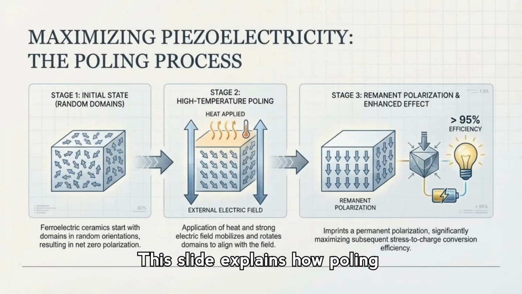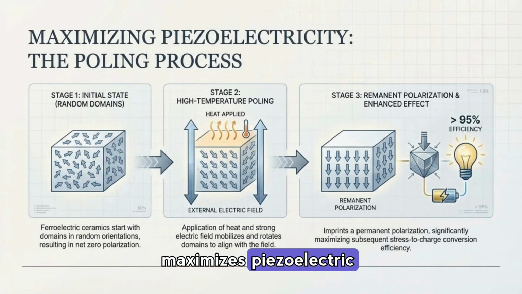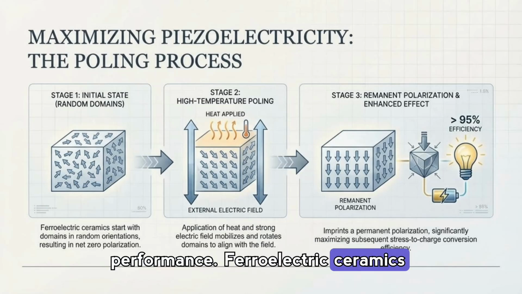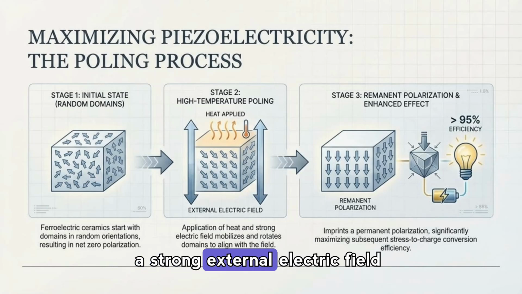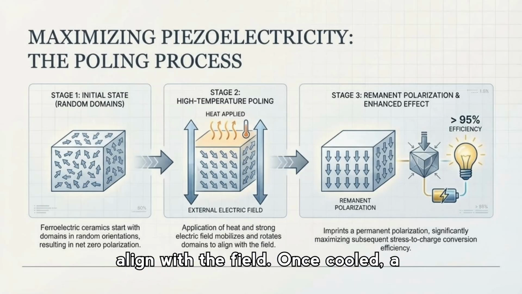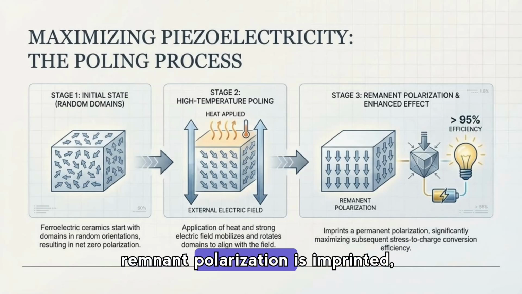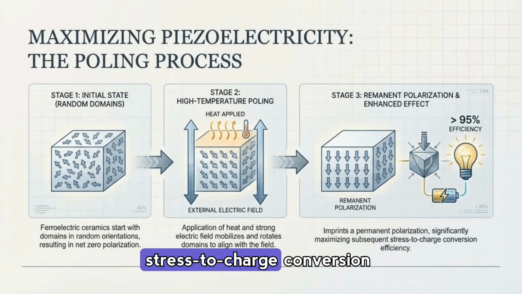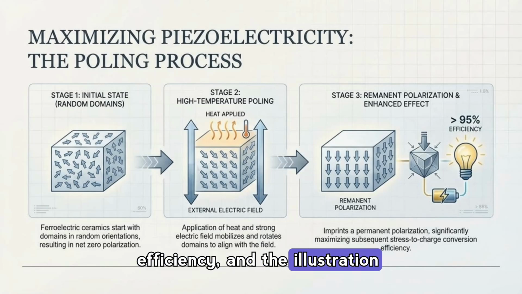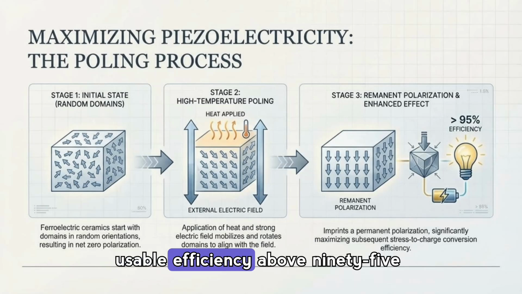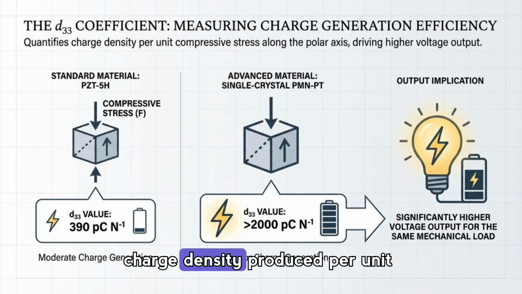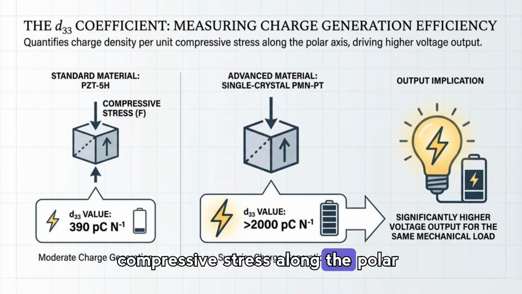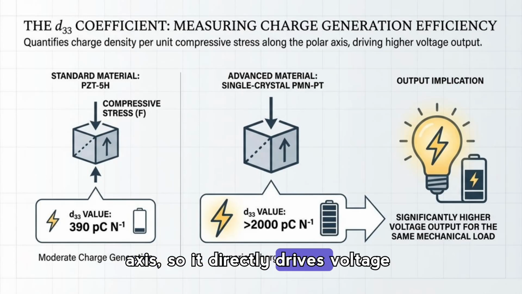This slide explains how poling maximizes piezoelectric performance. Ferroelectric ceramics start with random domain orientations, then applying heat and a strong external electric field mobilizes and rotates domains to align with the field. Once cooled, a remnant polarization is imprinted, dramatically boosting stress-to-charge conversion efficiency, and the illustration highlights how poling can push usable efficiency above 95%.